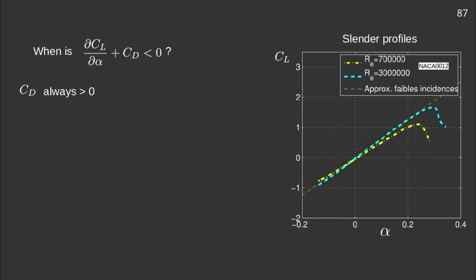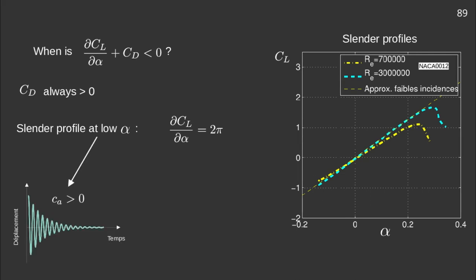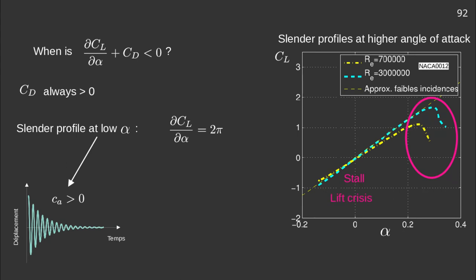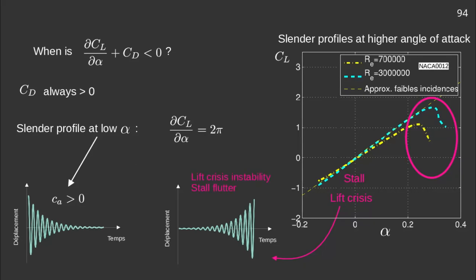The first thing to note is that the drag coefficient is always positive. Next, for low angle of attack, the derivative of the lift coefficient with respect to the angle of attack is positive, which leads to a positive damping. On the other hand, at higher angles of attack, the lift drops. This is the phenomenon of stall or lift crisis. In this case, the added damping can be negative, which can make the total damping negative if the velocity is high enough. We are dealing with an instability by lift crisis.